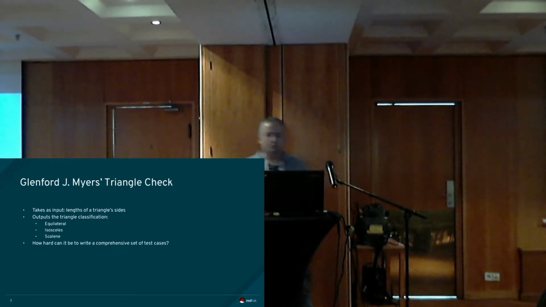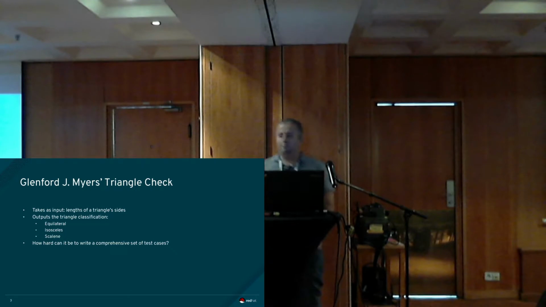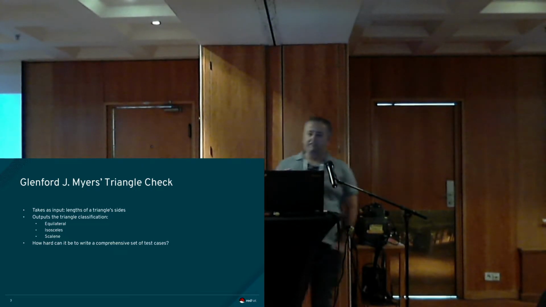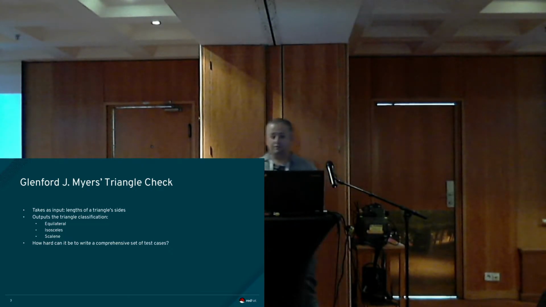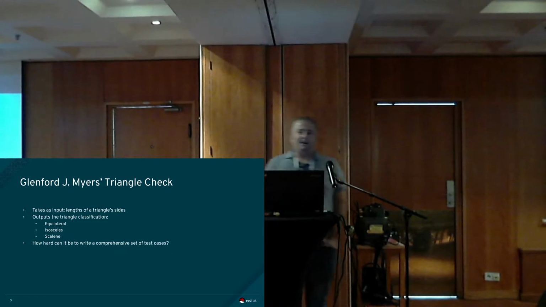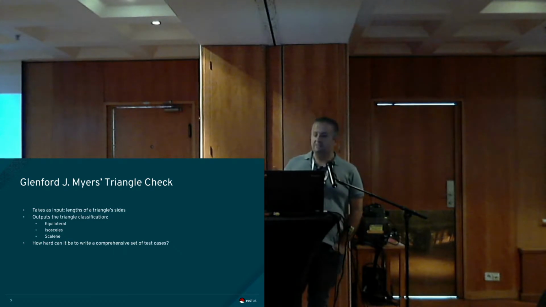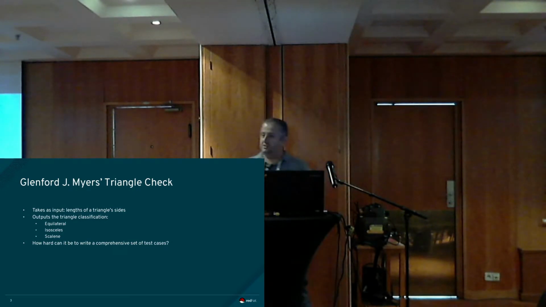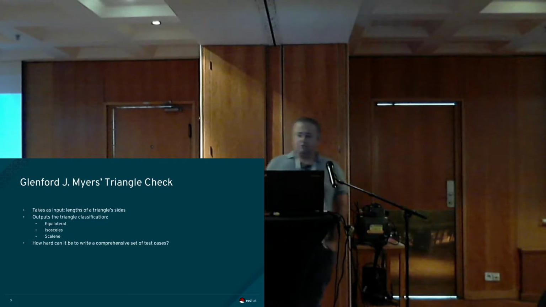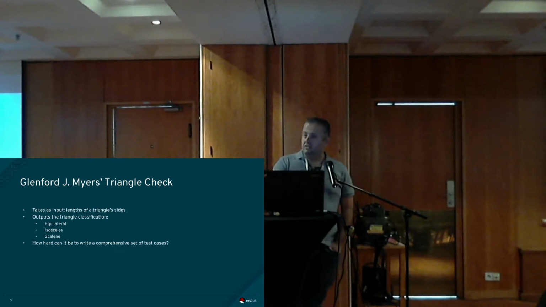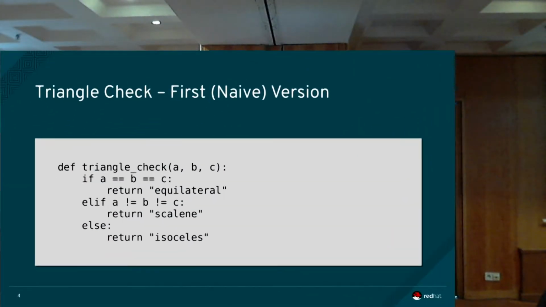So as promised, we're going to start with the textbook example. Most software testing books either mention or incorporate one example which comes from Glenford J. Myers, which presents the following situation. Suppose you're writing an application that's pretty simple. You just have to take as input the 3 lengths of a triangle's sides, and you have to output the triangle classification. The point is, how hard can it actually be to write such tests?